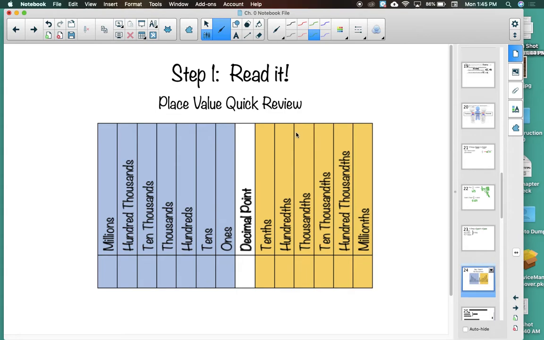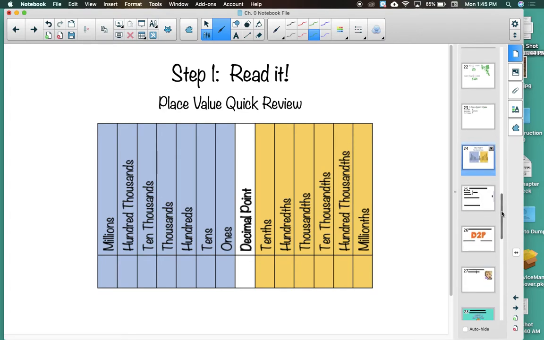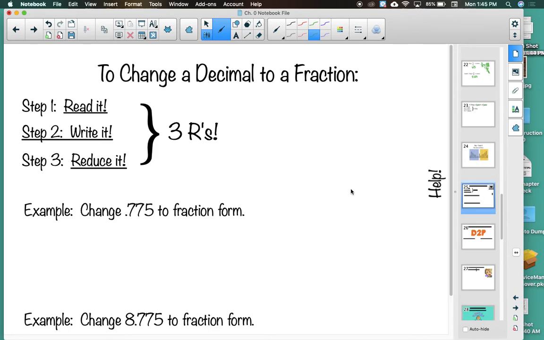Really quick review of place value. This is under the read it section. Remember, you've got your decimal point here. All the numbers to the left are whole numbers. All the numbers to the right are decimal place values like tenths, hundredths, thousandths, ten-thousandths, hundred-thousandths, millionths, and it keeps on going. So if you need to use this chart, you can reference it at any time to help you read those numbers. Okay? We read by the smallest place value.